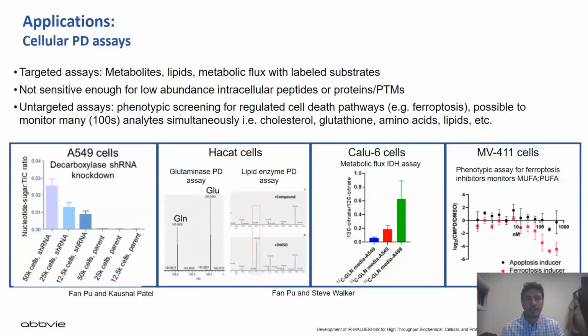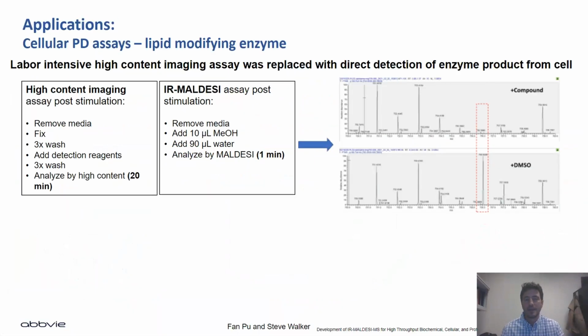So a little more detail on the cell assay. I mentioned the lipid assay. We were running this assay using high content imaging, where we were adding an alkyne reagent that would click to the lipid product, and then we could add a fluorophore and see localization. By using IR-MALDESI, we can directly see the lipid. So you can see on the far right, if we add compound, we get that lipid product disappearing compared to the DMSO treated sample on the bottom.